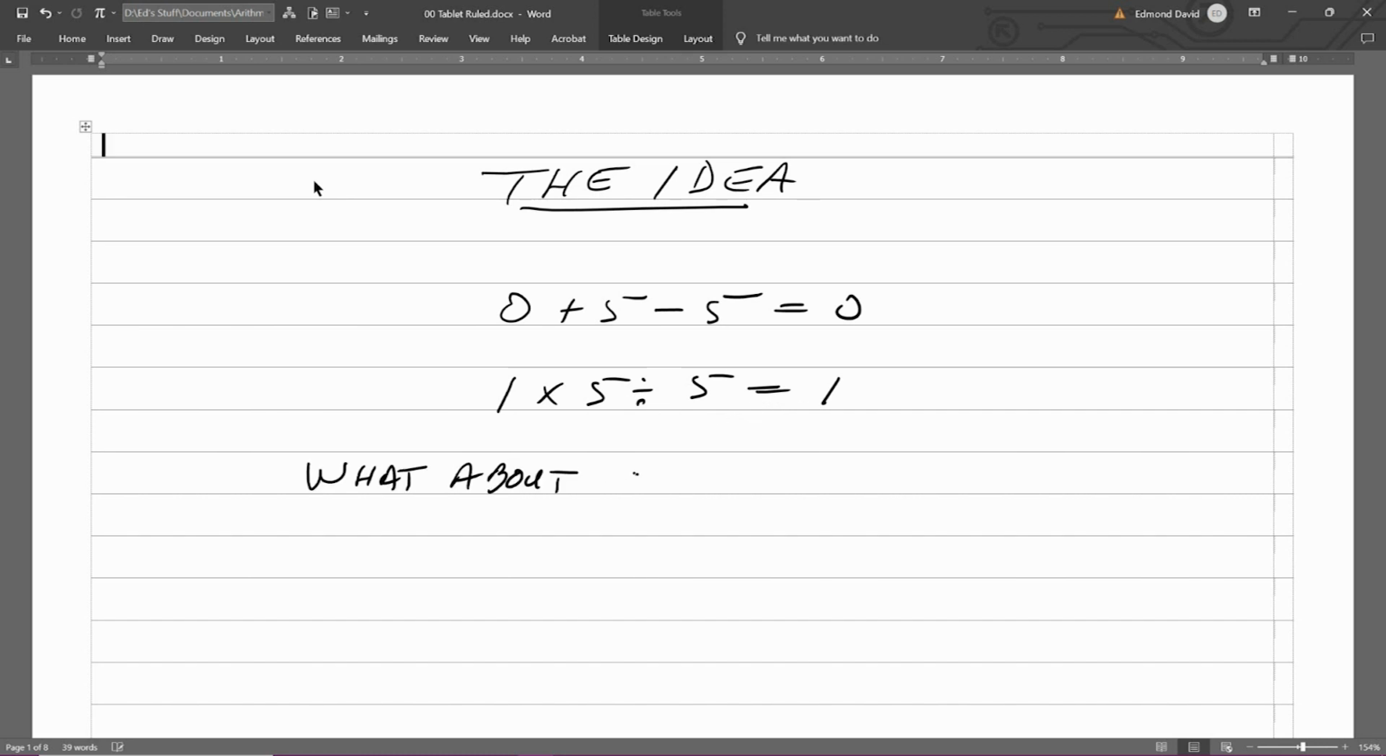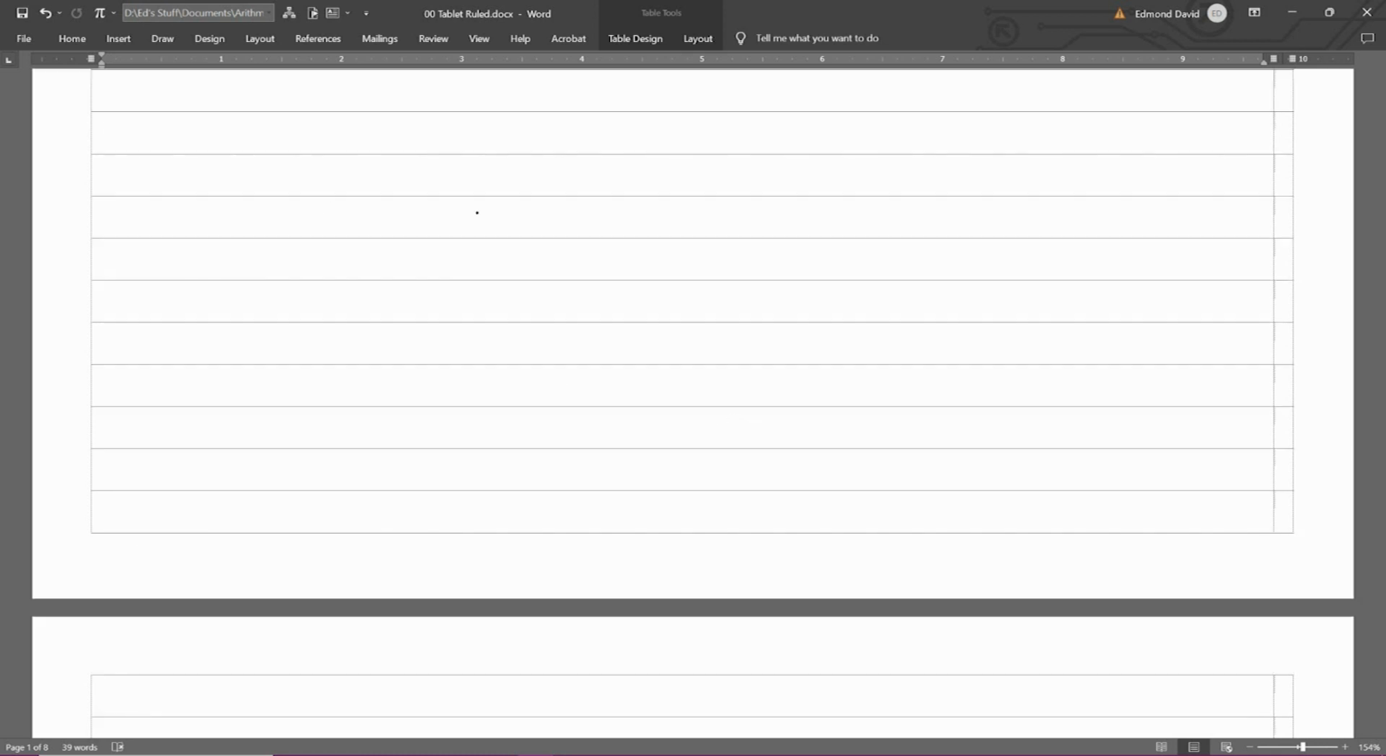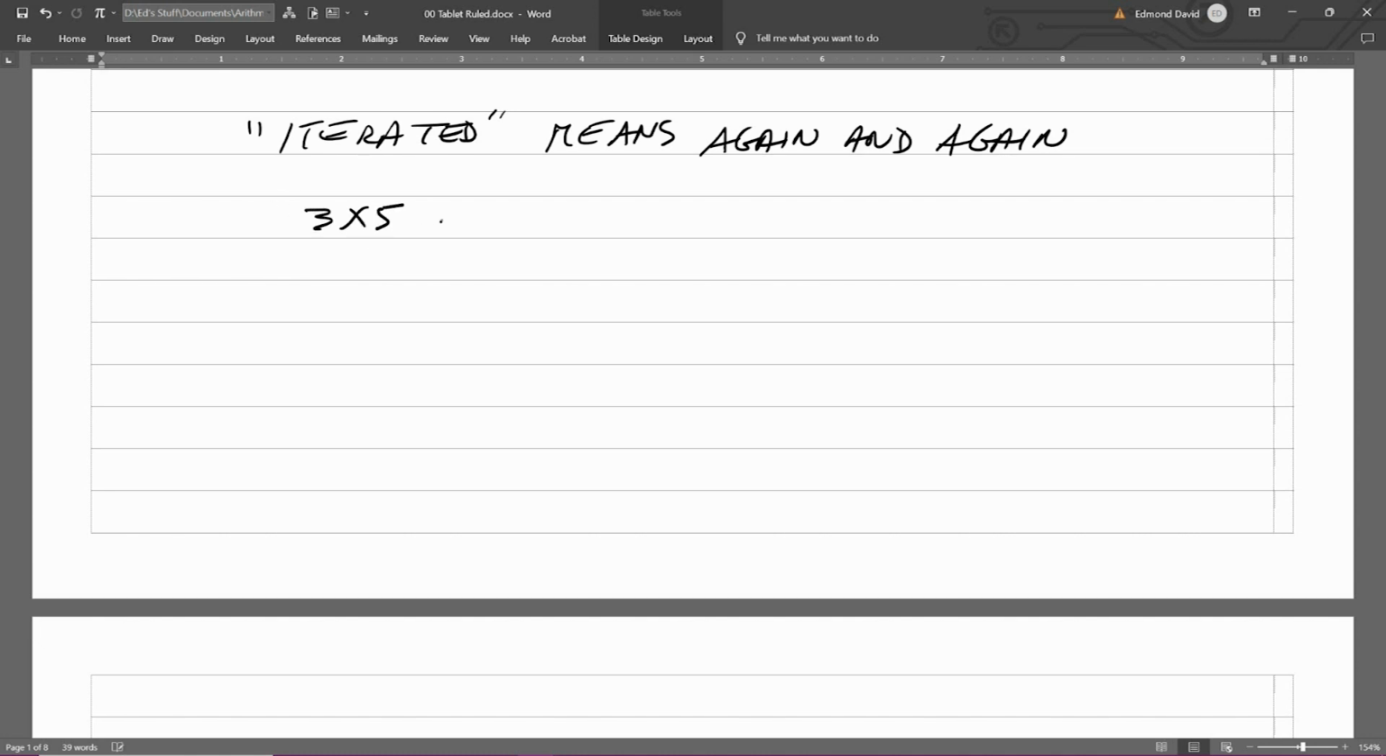Let's think about multiplication for a minute. Multiplication is iterated addition. That means you add the same number over and over. It is useful to think of addition starting at 0. So 3 times 5 means 0 plus 5 plus 5 plus 5 equals 15.